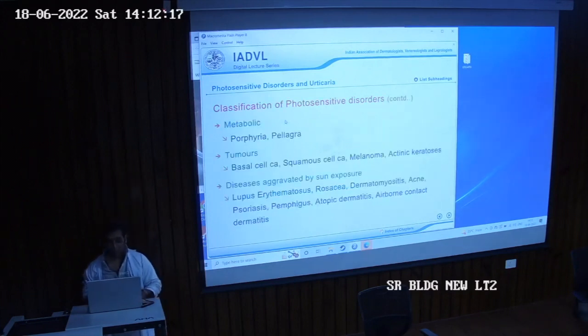Then continuing with the classification, metabolic such as porphyria and pellagra, tumors such as basal cell carcinoma, squamous cell carcinoma, melanoma, and actinic keratosis. And diseases aggravated by sun exposure include lupus erythematosus, rosacea, dermatomyositis, acne, psoriasis, pemphigus, atopic dermatitis, airborne contact dermatitis.